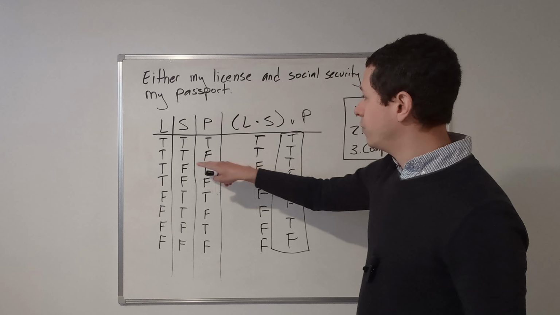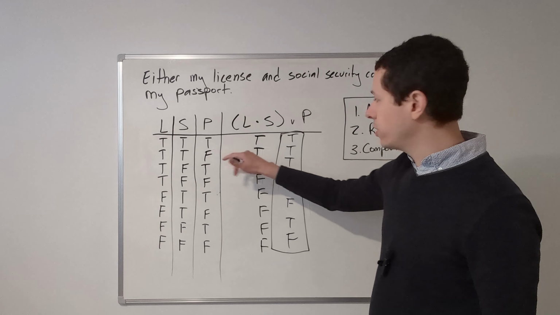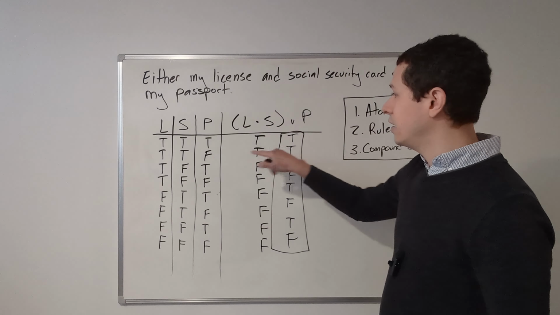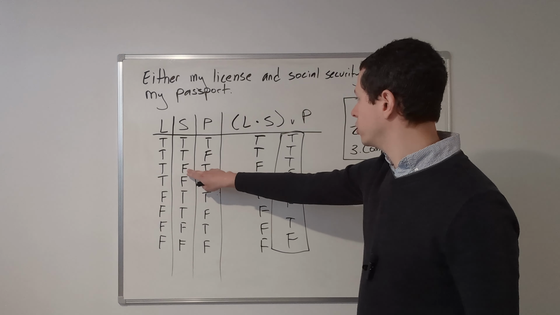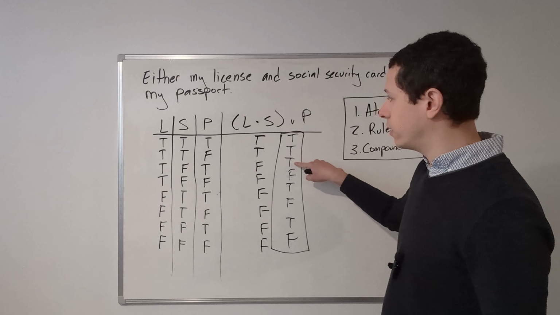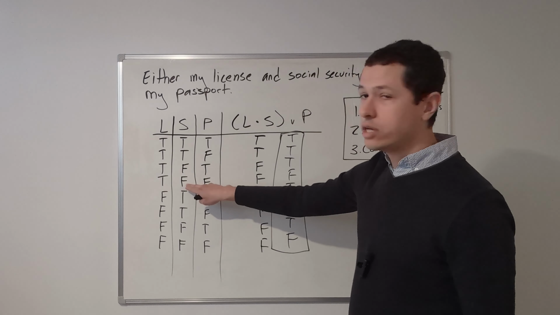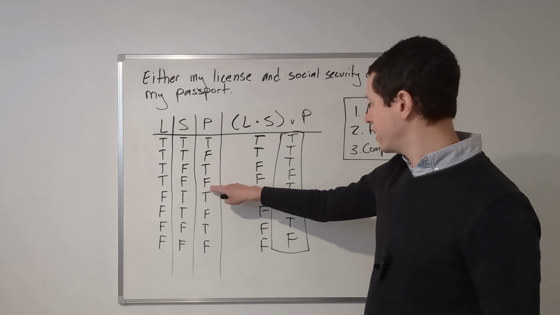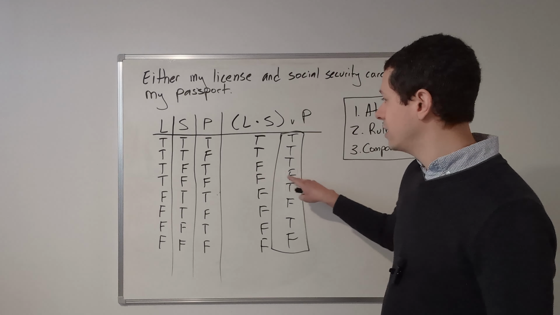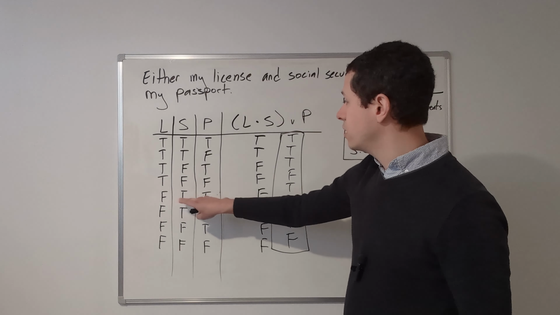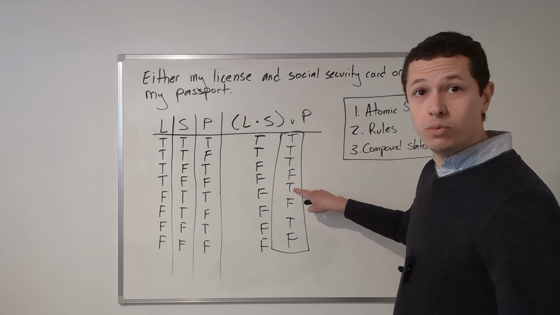In the world in which you brought your license and your social security card, but failed to bring your passport, you're still in the clear. In the world in which you brought your license and your passport, but failed to bring your social security card, you are still in the clear. However, if you brought your license but failed to bring your social security card and failed to bring your passport, that's going to be a problem. That means that you failed the condition. In the world in which you failed to bring your license, but you brought your social security card and your passport, congratulations, you met the conditions.